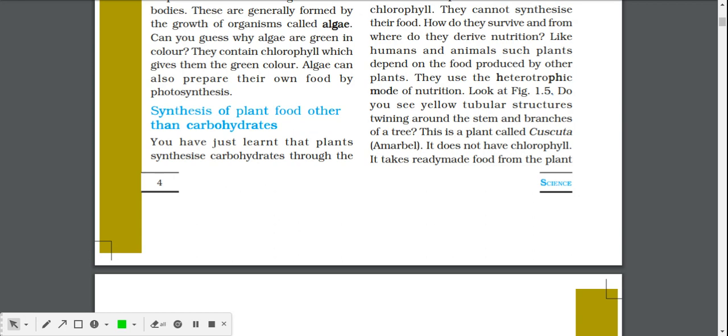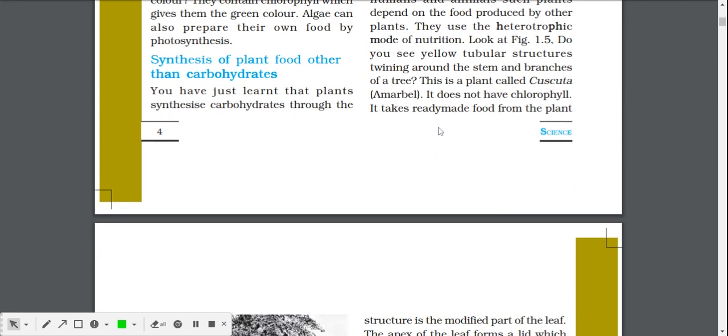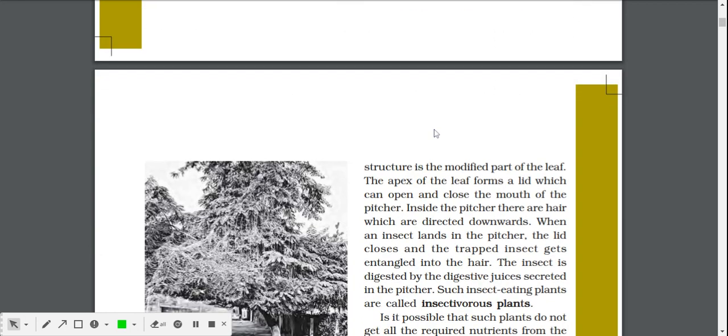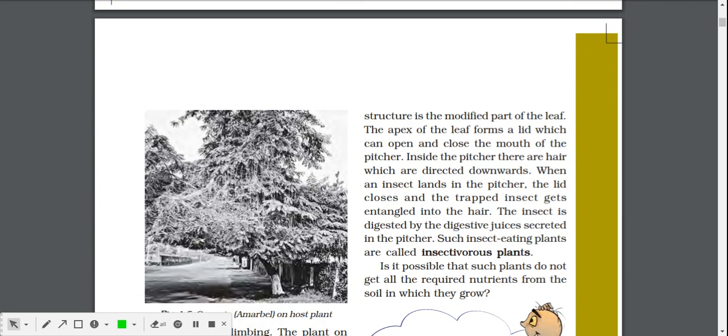This is a plant called Cuscuta. We call it Cuscuta. We also call it by the name amarbel. It does not have chlorophyll. It takes ready-made food from the plant, right? So chlorophyll नहीं होता, वो ready-made food लेता है plant से.